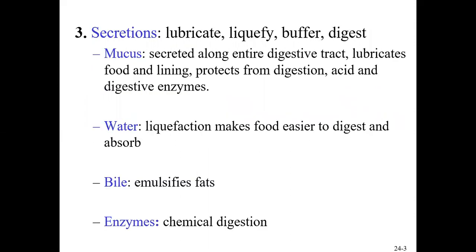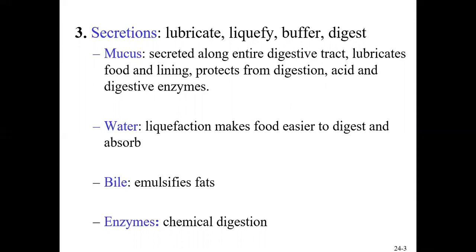Then function number three, we'll be talking about different secretions throughout the GI system. And these secretions do many different things, such as they help to lubricate the GI tract. They help to liquefy the food, which is to basically just add water to it, making it easier to digest and easier to move through the GI tract. Some liquids provide some buffering ability. That means that they help to balance the pH. And then some secretions are enzyme-based and acid-based, and they help to digest the food that we're eating.